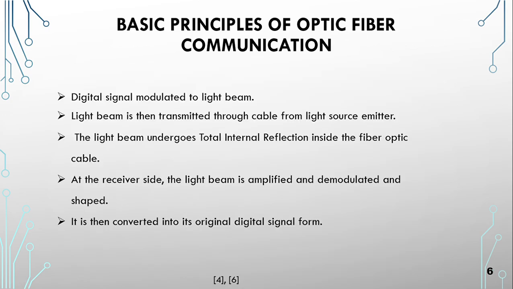These are the basic principles of optical fiber communication. First, the digital signal is modulated to the light beam, and this light beam is then transmitted through the cable from the light source emitter. The light beam undergoes total internal reflection inside the fiber optic cable. At the receiver side, the light beam is amplified, demodulated and shaped. It is then converted into its original digital signal form, and the final output is obtained.